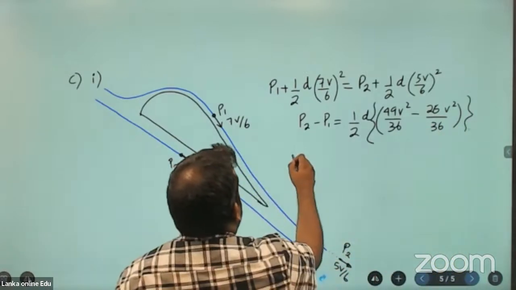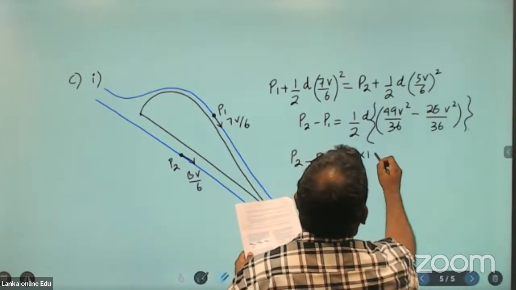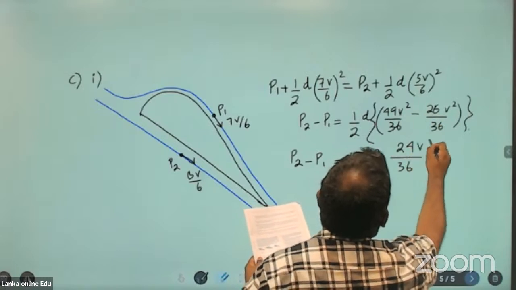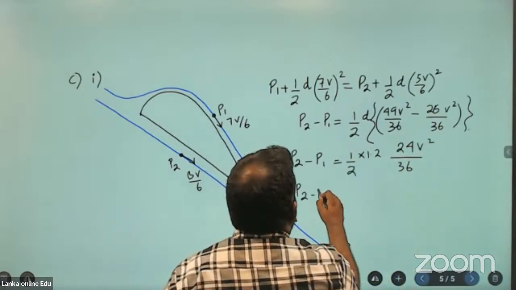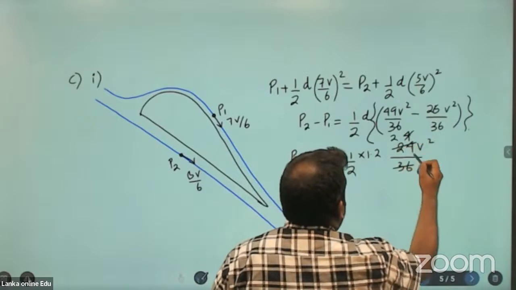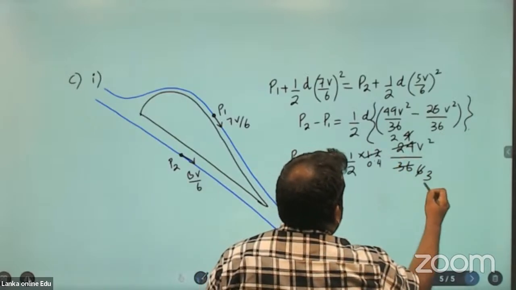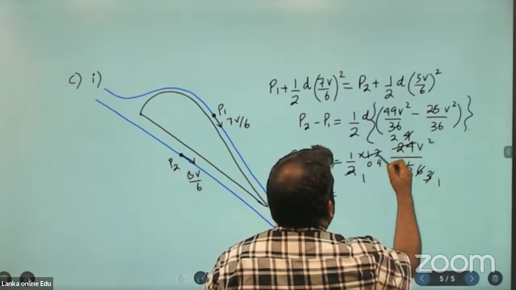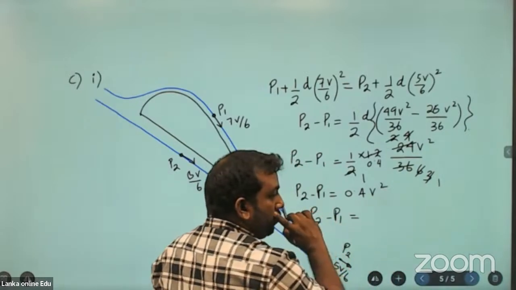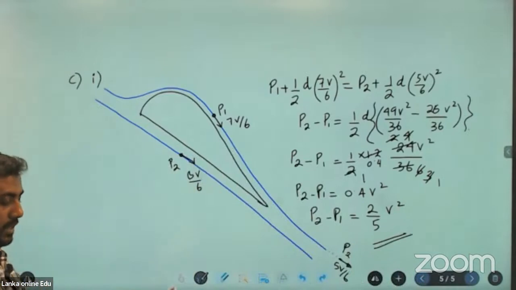Simplify this. P2 minus P1. Density is given earlier, 1.2. 49 minus 25 is 24 over 36. Simplify: 6 times 4, 6 times 6; 2 times 2, 2 times 3. Here 0.6 times 2 over 3, the 2 cancels out. 0.4 V squared. P2 minus P1 is 0.4 V squared, and 0.4 is 4 over 10, that's 2 over 5. Pressure difference can be found, no issue.